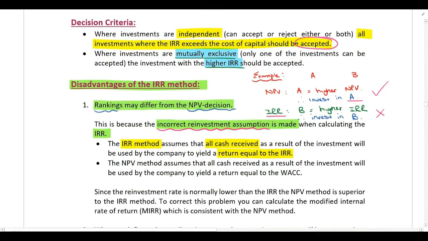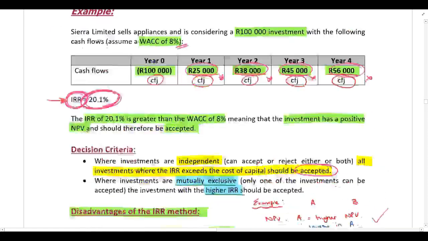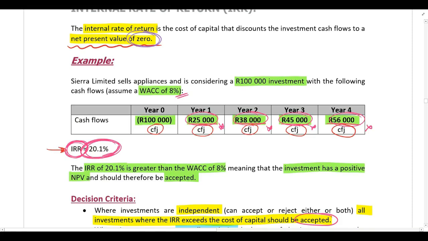On the other hand, the net present value method assumes that all cash that is received as a result of the investment will be reinvested at a return equal to the weighted average cost of capital. So how is this different? With the NPV method, we assume that all of these cash flows that we receive as a result of the investment will be reinvested at the WACC of 8% and not the internal rate of return of 20.1%.